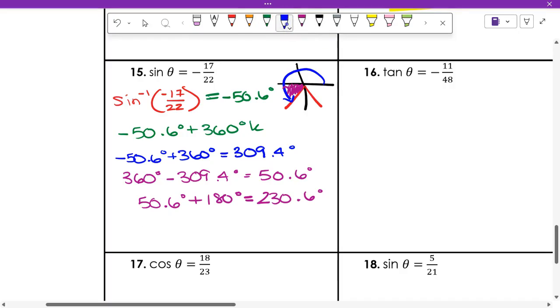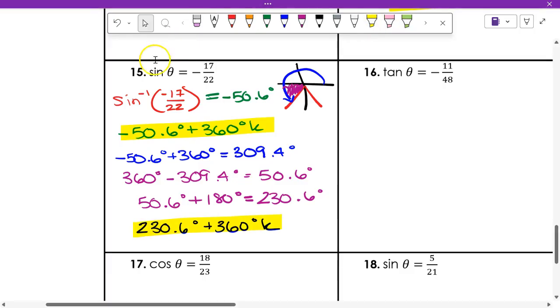So our final answer here would be 230.6 degrees plus 360 degrees K. Okay. So that corresponds to one answer here and one answer here. Okay, hopefully that makes some sense to you.